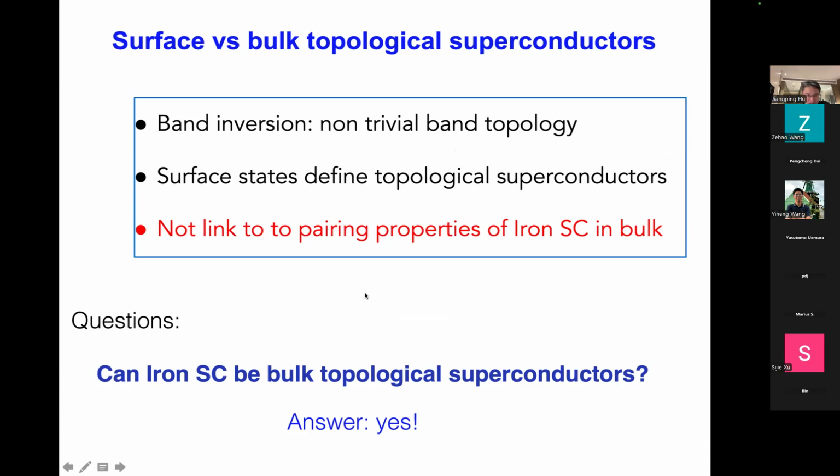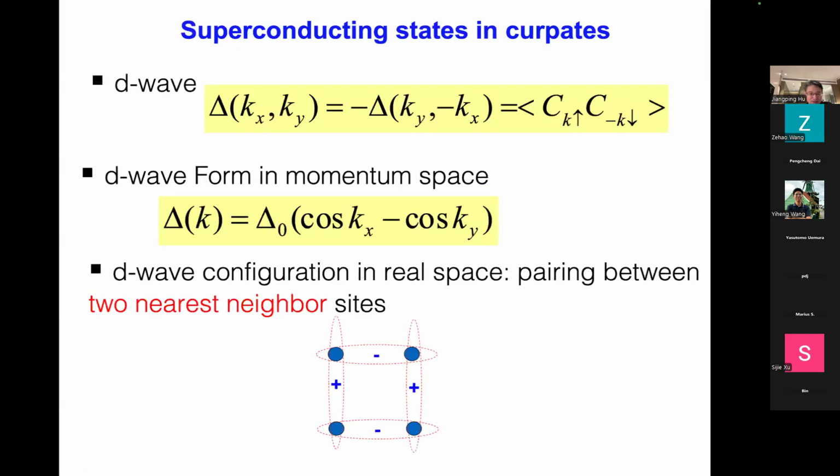So the question I try to ask here is whether an iron-based superconductor itself can be a bulk topological superconductor. Can they already become a topological superconductor? That's the next part I try to address. The answer is, of course, yes. If it's no, then I would not give this seminar here. So let's talk about the pairing symmetry issues.